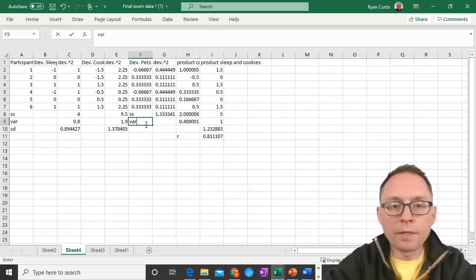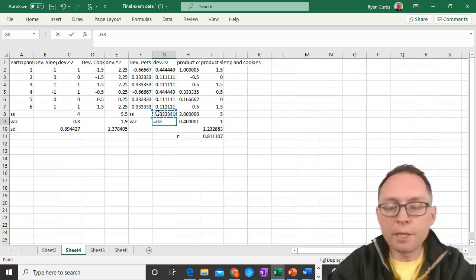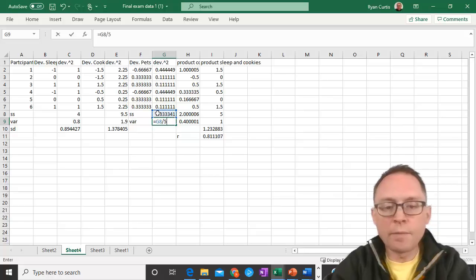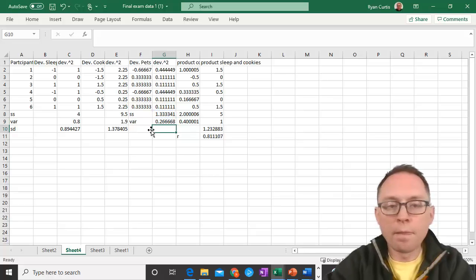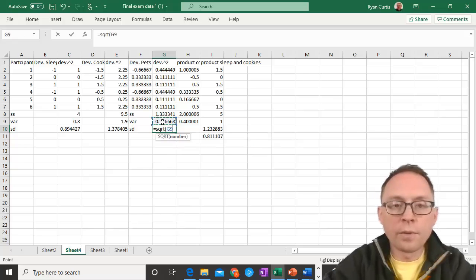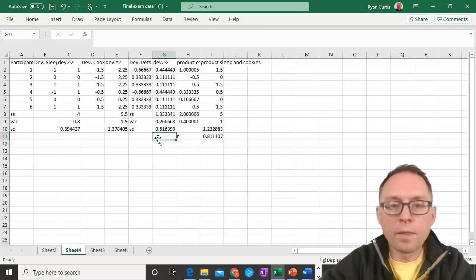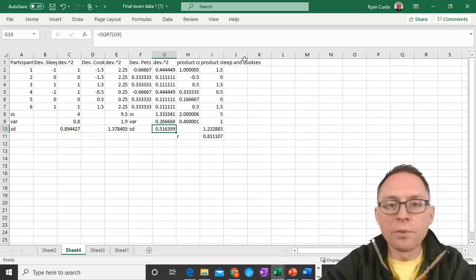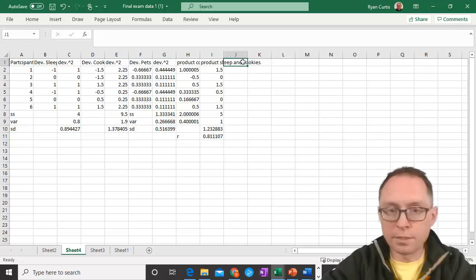Then I'm going to get the variance, which is going to be sum of squares divided by n minus 1. N minus 1 is 5. The standard deviation is going to be the square root of the variance right there. So there's a standard deviation for pets. We already had the standard deviation for sleep. That was over there. But we do not yet have the covariance for sleep and pets.